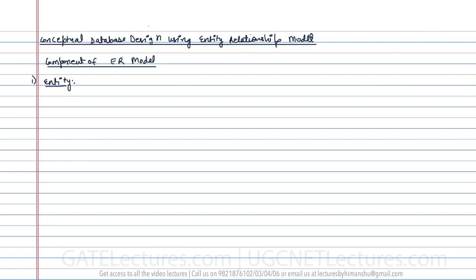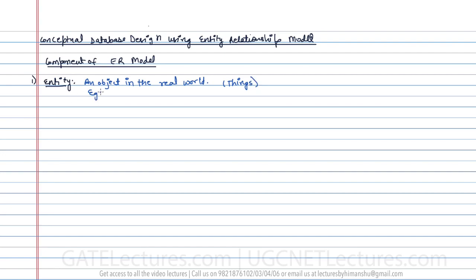An entity represents an object in the real world. For example, we have nouns: students, objects, books, accounts. These things are entities, right? That means objects like these entities are representing some things.